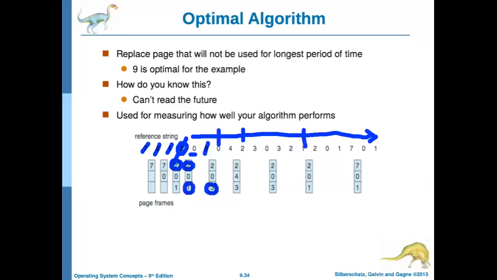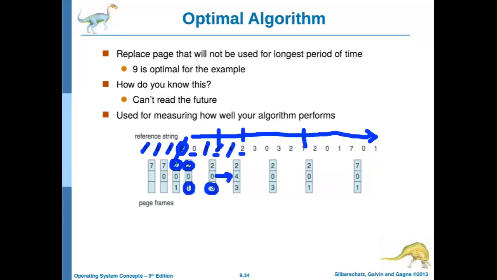Now having 2, 0, 3, yes, it is already there. No problem. What about 4? Now there is 2, 0, 3. 2 is immediately required. After that 3 is required. So definitely 0 will be replaced with 4. So this is one more page fault. Now 2, yes, it is already there. So no page fault. And for 0 also there is no page fault.